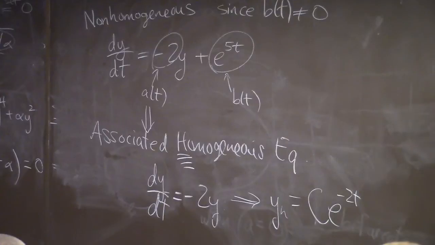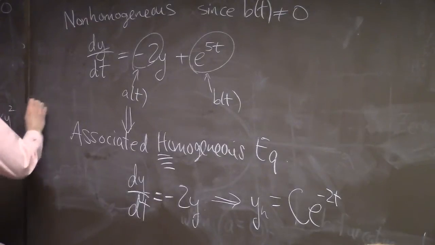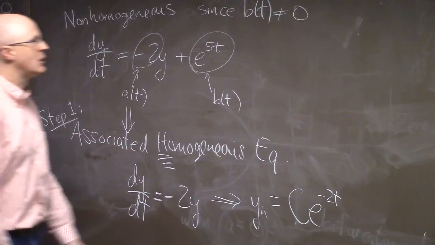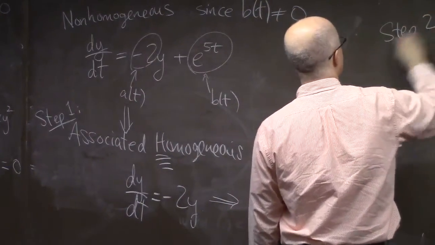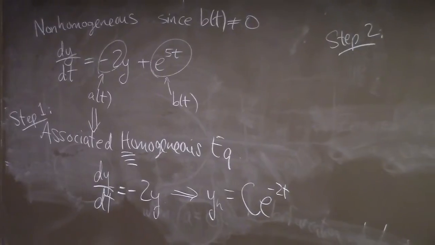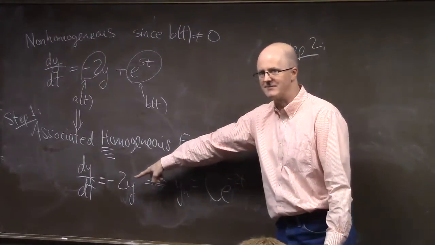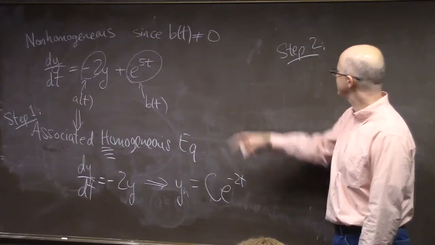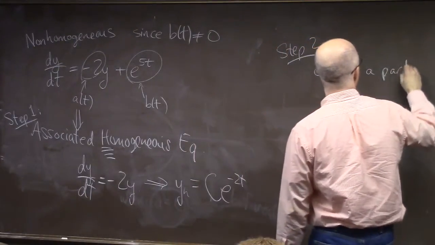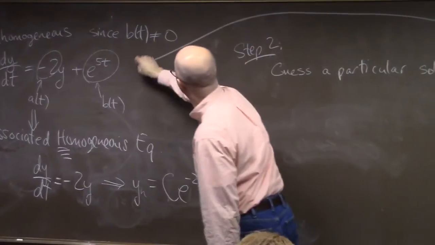What else do you do in this method? We're not done. This is step 1. Step 2 is to guess a solution of the original non-homogeneous equation. I mean, we guessed this, and it was simple enough that we definitely could guess fine. But how in the world are we going to guess a particular solution of the original non-homogeneous equation?